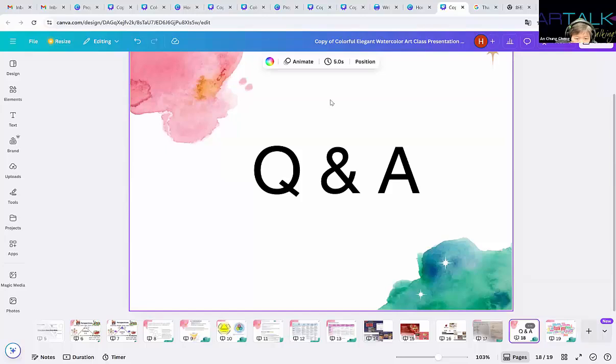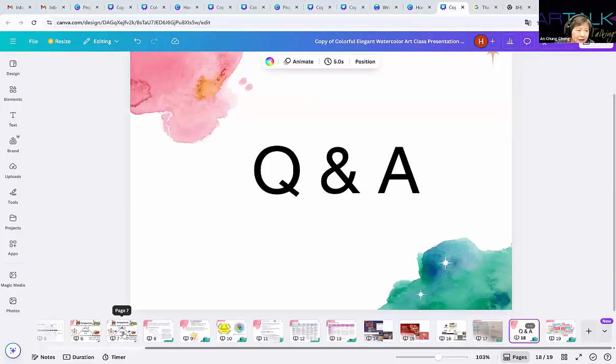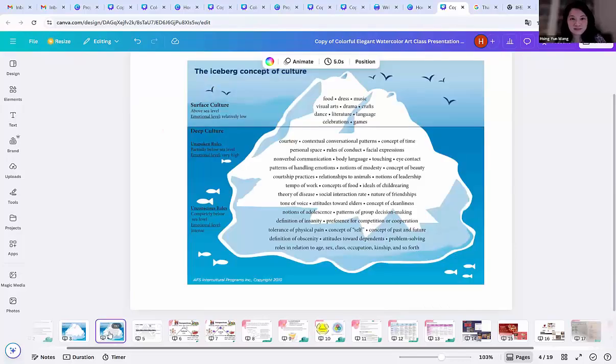So, Zhou Changhong 老师, could you please show slide 4? Thank you. Okay, what would you like to learn, 周老师? Slide 4, this one. Oh, okay. The iceberg concept of culture.